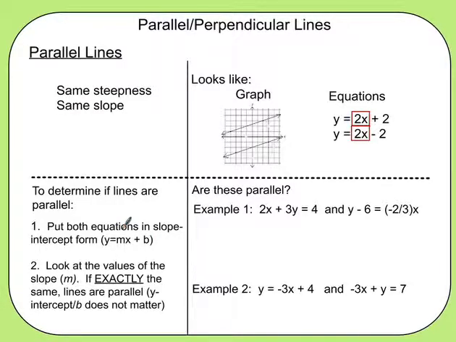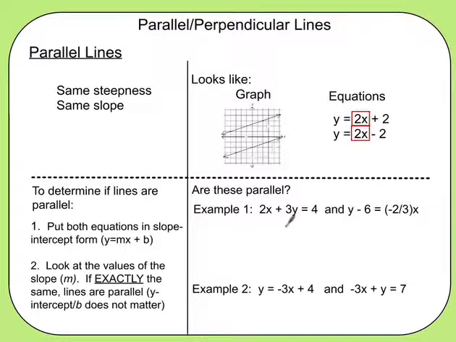To determine if lines are parallel, because sometimes we'll be asked, are these lines parallel, perpendicular, or neither? So to determine that, the very first step you have to do is to put both of the equations in slope-intercept form. Y equals mx plus b. Solve for y. Once you do that, you can easily look at the number in front of x. You can identify what m is, and then see if m is the exact same number, then the two lines are parallel.